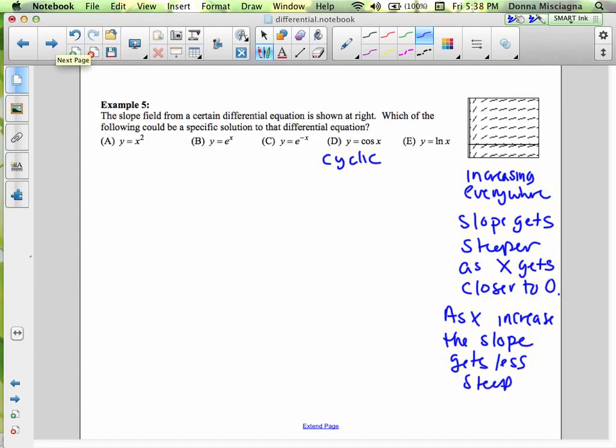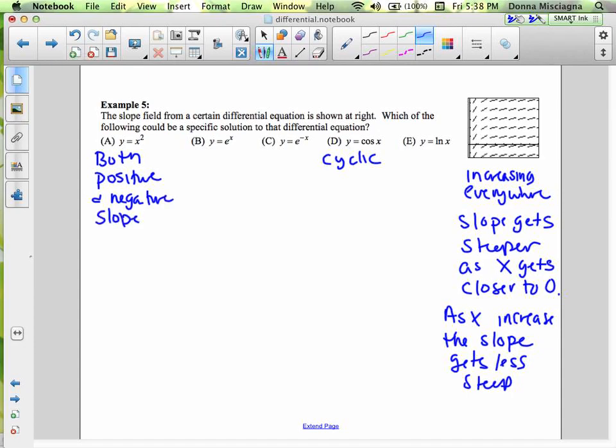This one, let's talk about A. In A, I'm going to have both positive and negative slopes. It will not be increasing everywhere. It's U-shaped, right? It decreases, it decreases, it increases. Both positive and negative slopes. So there cannot be y equals x squared.